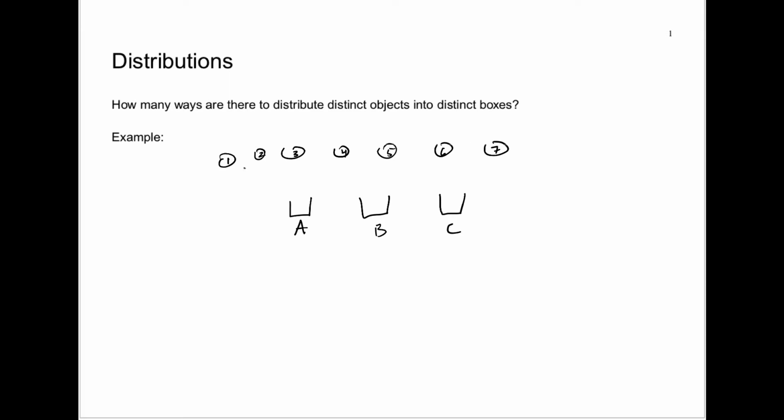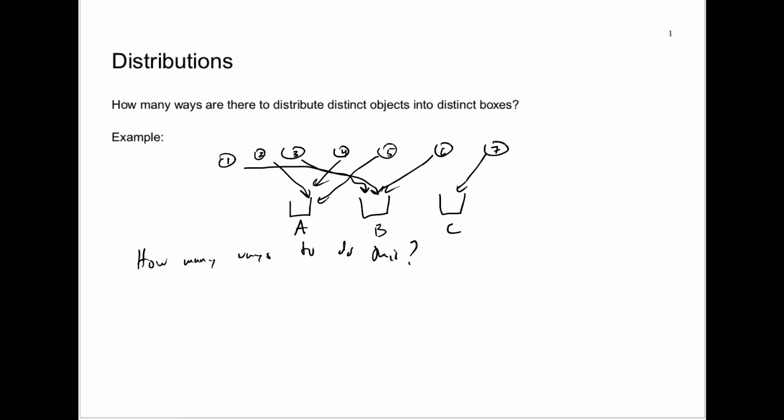Well, I'll show you one way to do it. You put 1 in there, you put 2 in there, you put 3 in here, you put 4 in here, you put 5 in here, you put 6 in here, and then maybe you put 7 in here. That's one way to do it. There are, of course, many, many other ways to do it. Is it easy to count how many ways you can do this? Sure, we just use the product rule.